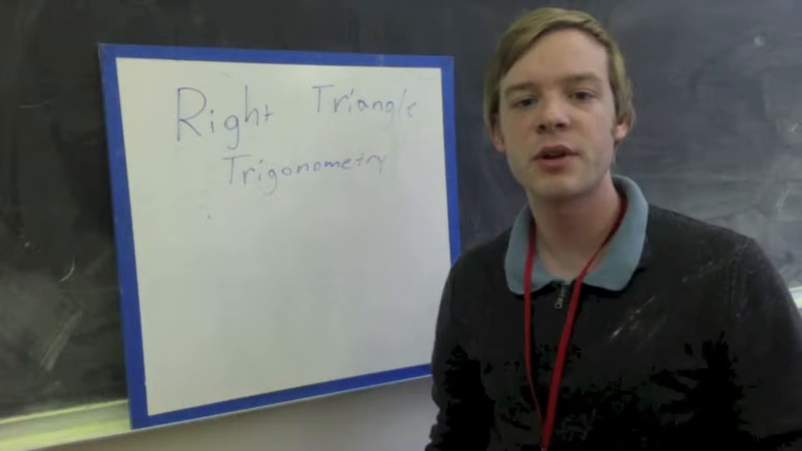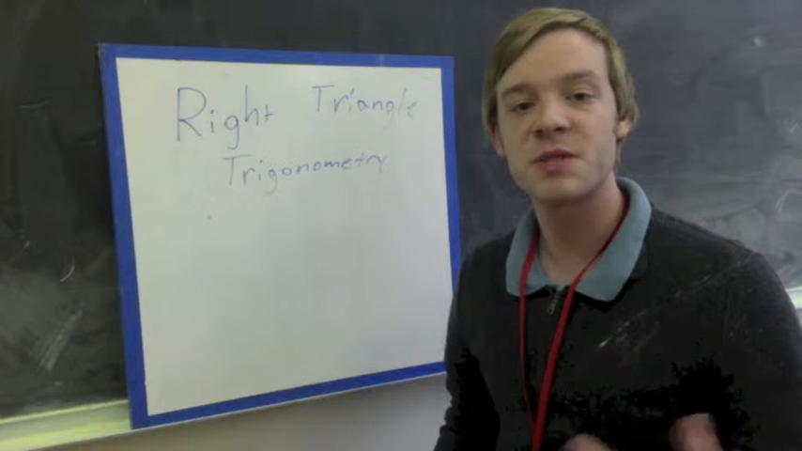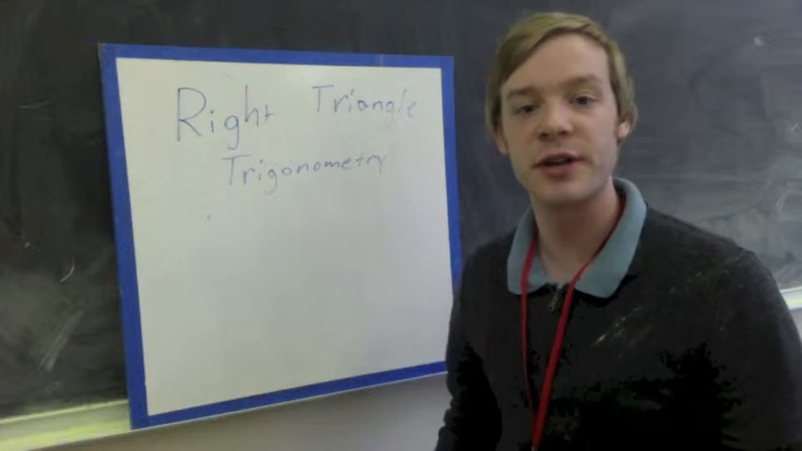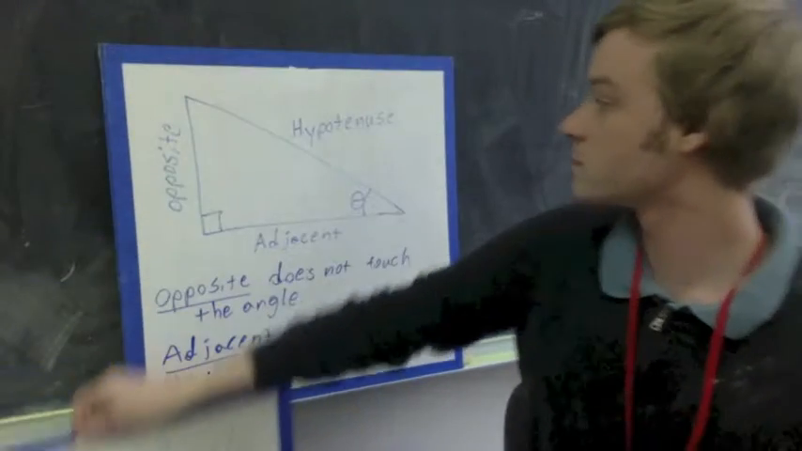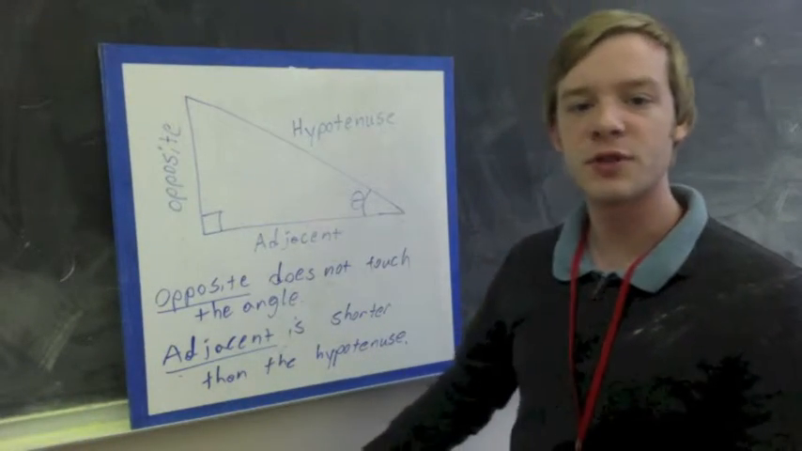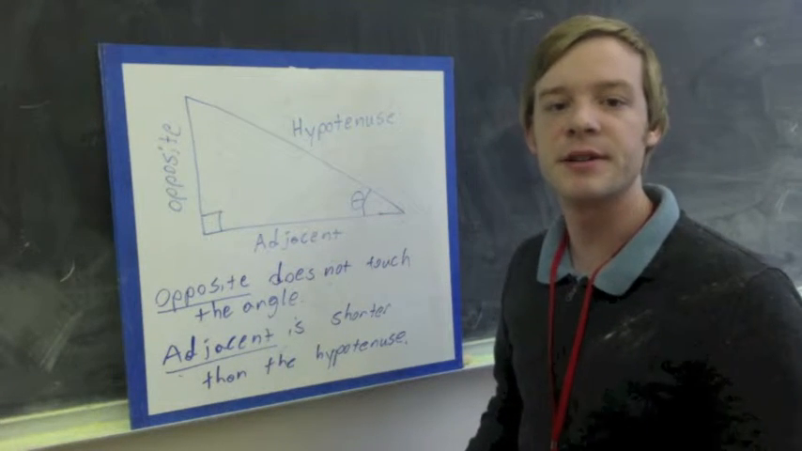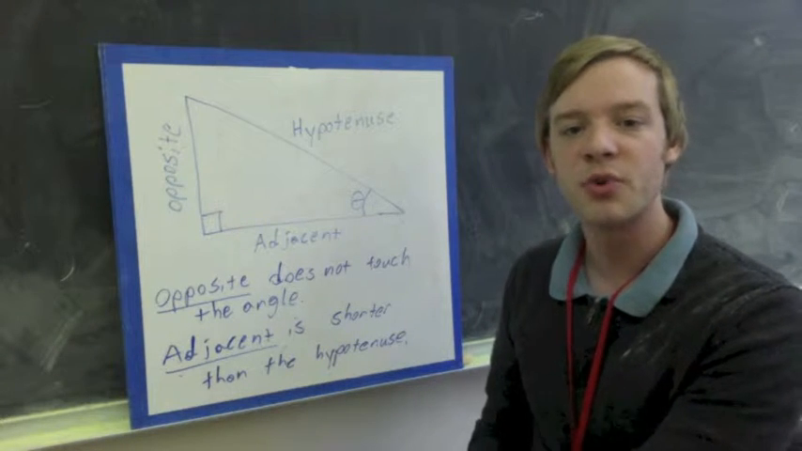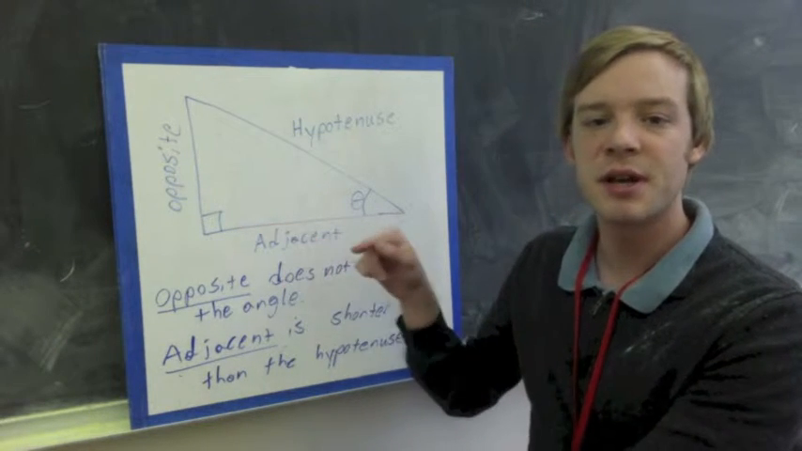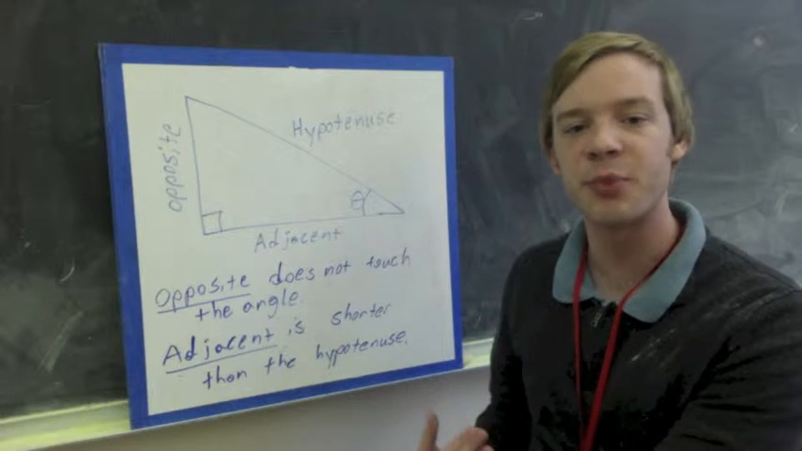Hey guys, today we're going to look at some more concepts with trigonometry, and we're going to look at them specifically related to right triangles. Alright, first off, we have this diagram of a right triangle here, and we've got three different sides. We've labeled them opposite, adjacent, and hypotenuse, and these are very, very important for what we're doing.